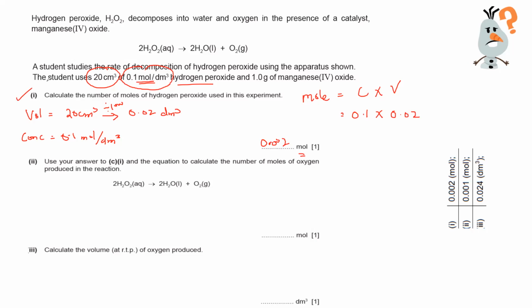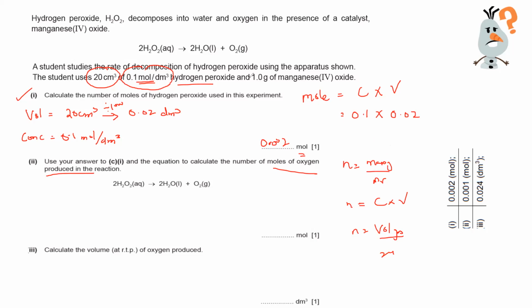Because we had a concentration and the volume, we multiplied both of them and got the answer. But the next part, they're asking the number of moles of oxygen. To get the moles, as we know, there are 3 formulas. Moles equal mass in gram divided by molar mass, moles equal concentration into volume, or moles equal volume of the gas divided by 24. But in the question, nothing is given related to oxygen. You don't have any information, so you cannot use a formula here.